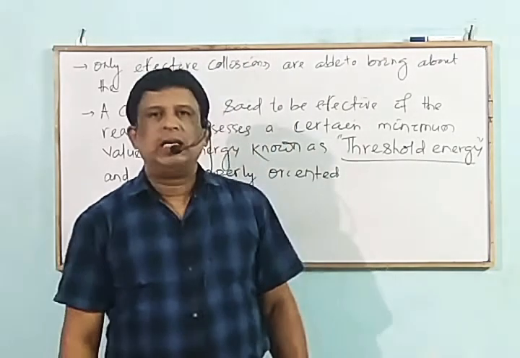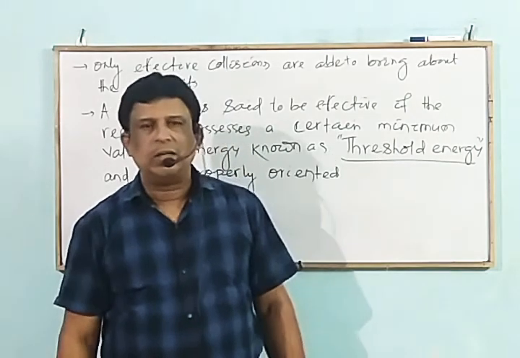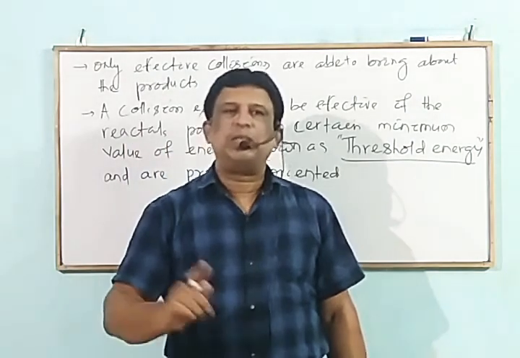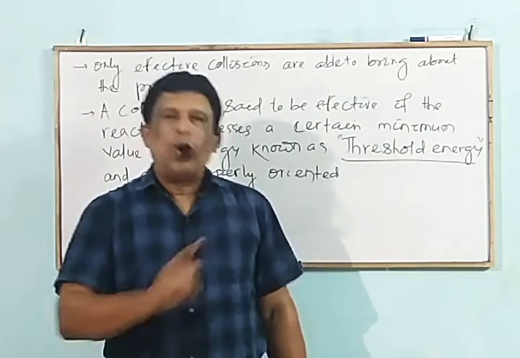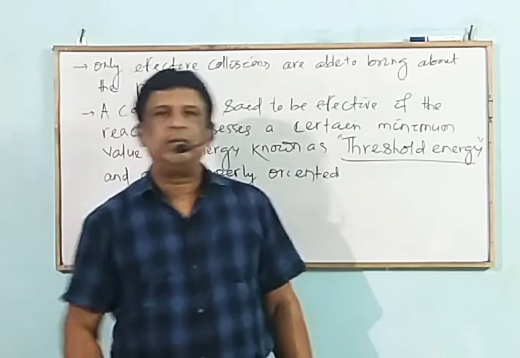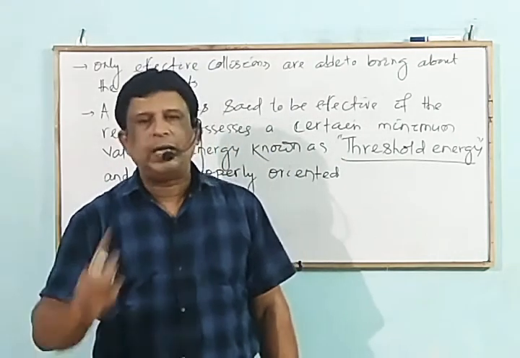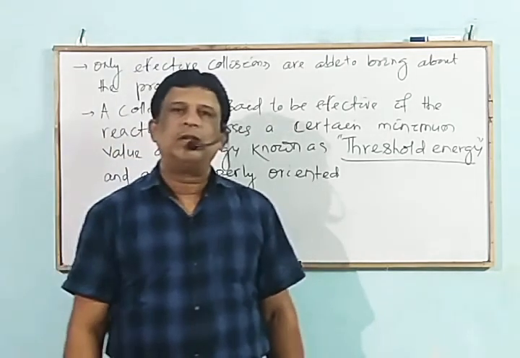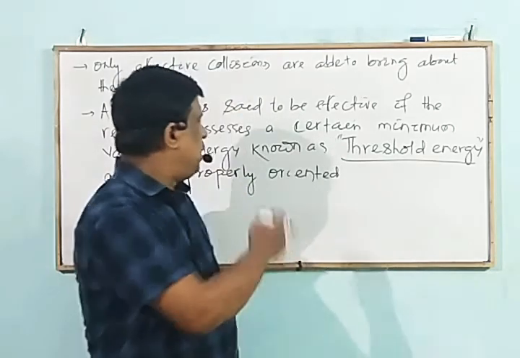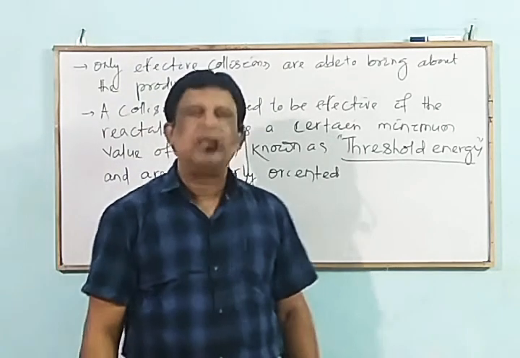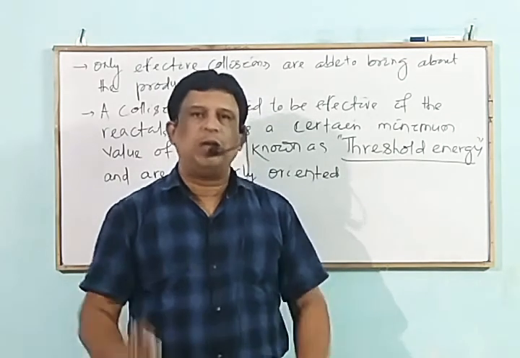The last point again. Molecules are always in a rapid random zigzag ceaseless motion to bring about collisions. A chemical reaction is possible due to effective collision. All collisions are not effective. That collision is an effective collision if the reactant molecules possess a certain minimum value of energy known as the threshold energy, and the orientation must be proper.